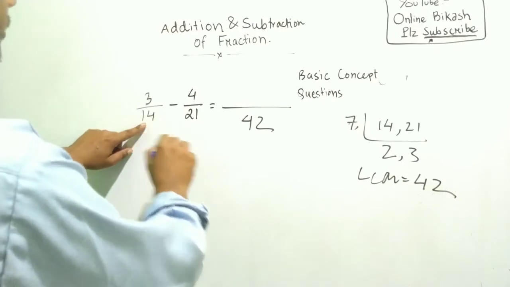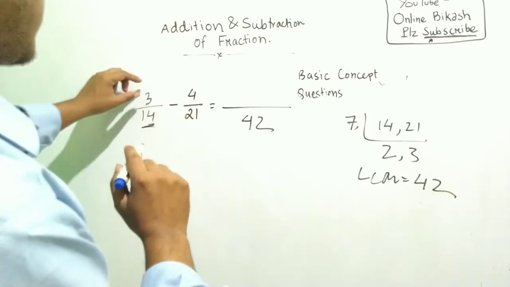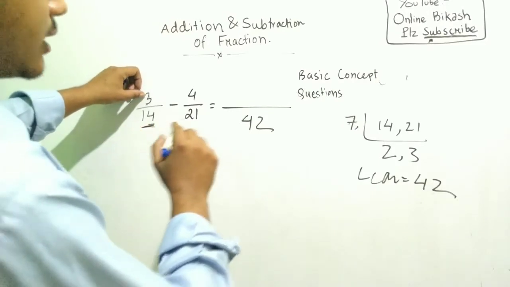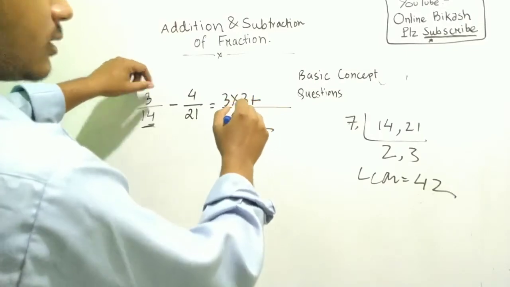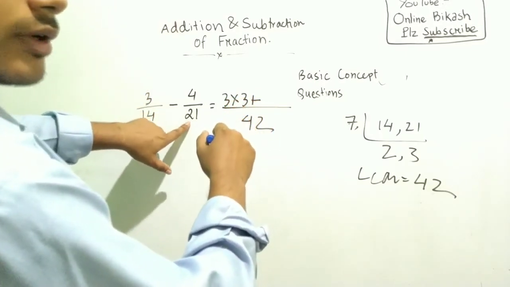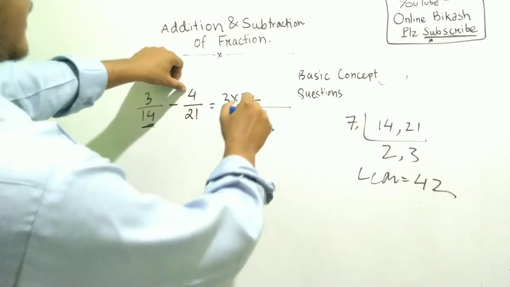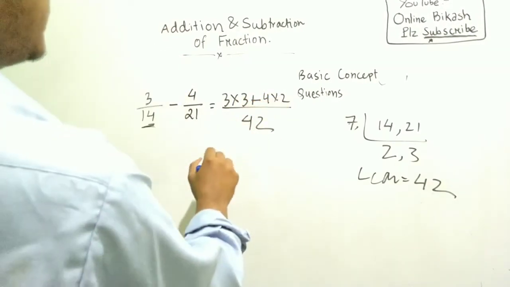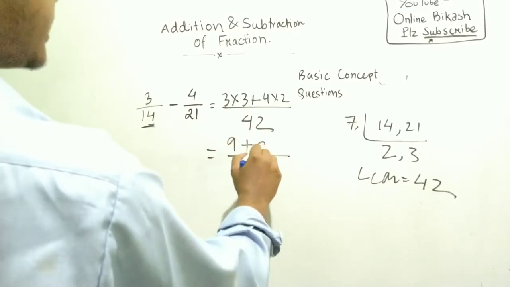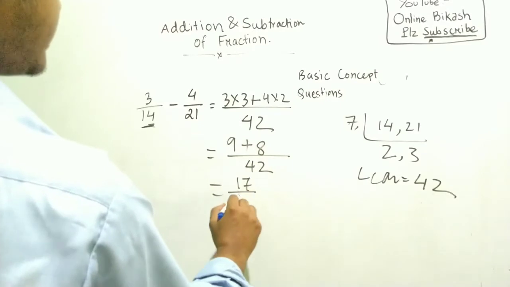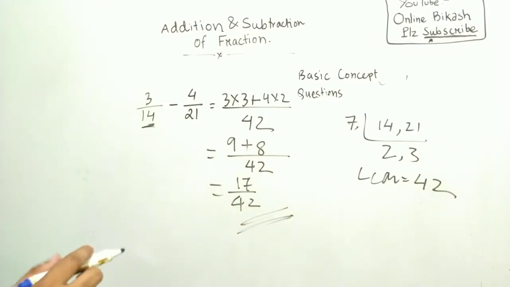14, how many is 42? You will say 14 3s are 42. So that 3 will multiply here with this numerator. 3 into 3. Plus 21, how many is 42? 21 2s are 42. So that 2 you multiply with this 4. So 4 into 2. Now you can see 42 is the denominator here. 3 3s are 9, 4 2s are 8. 9 plus 8 is what? 17 by 42. So you have seen how quickly we have solved this out.